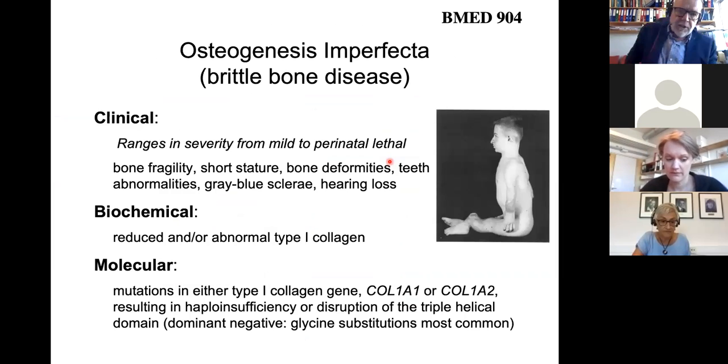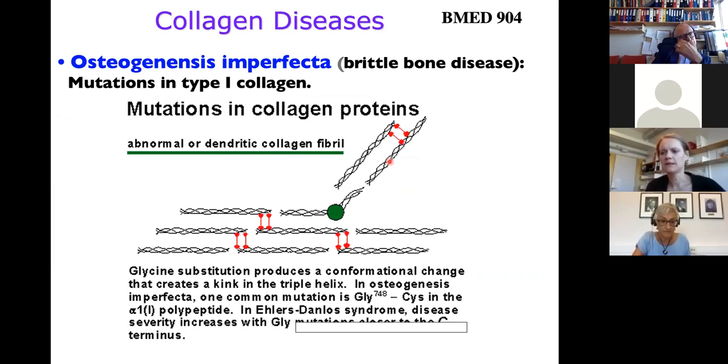Another disease that is caused by collagen mutation is osteogenesis imperfecta, which is mutations in collagen type 1, the collagen that exists in bone. Depending on where the mutation is, the severity varies. The three collagen chains come together from the carboxy terminus. So if you have a mutation in the beginning, that's more severe because that can interfere with assembly of collagen.